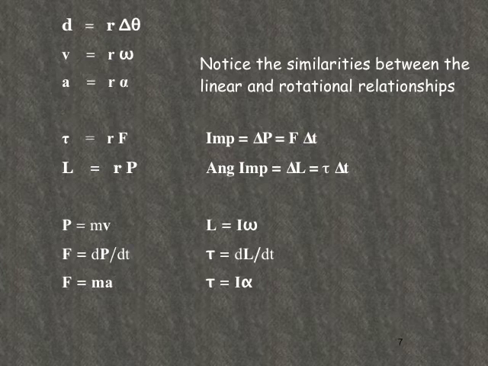An impulse is a transfer of momentum, a delta P, which is caused by a net force over time. Similarly, an angular impulse, a transfer of angular momentum, delta L, is caused by a torque, or rotational force, over time. And just as P equals mv, L is equal to I omega. Just as F equals dp/dt, rotational force torque is equal to dL/dt. And just as F equals ma, torque is equal to I alpha.